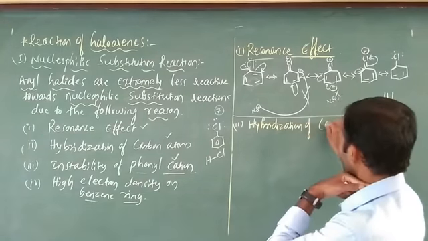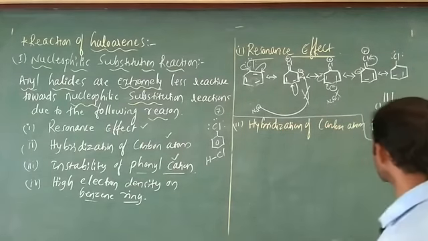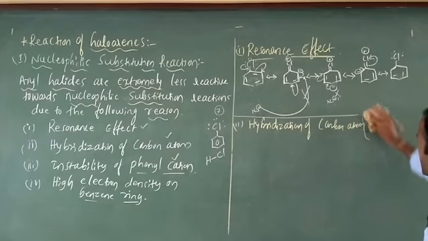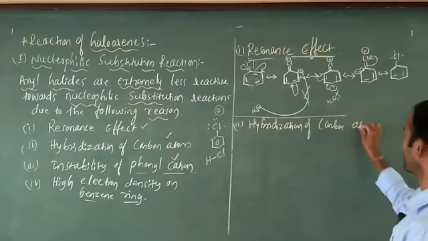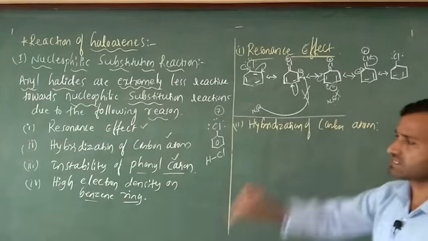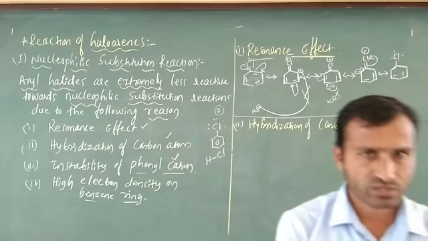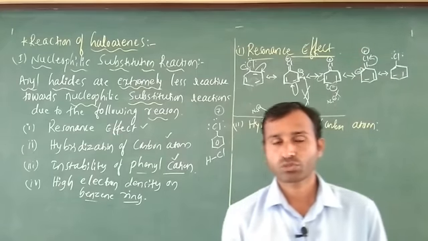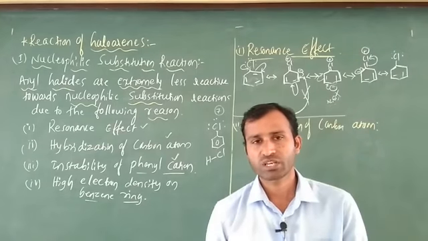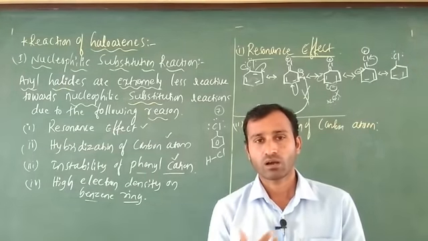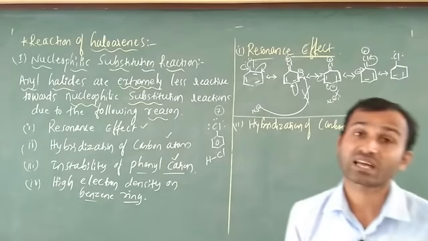Hybridization of what? The carbon atom. Just I am going to remove this one. Next important point: hybridization of the carbon atom means what? I am going to consider two examples. Comparison is the most important thing while you are studying. I am going to consider one example for chlorobenzene, which comes under aryl halide, and another example of an alkyl halide.